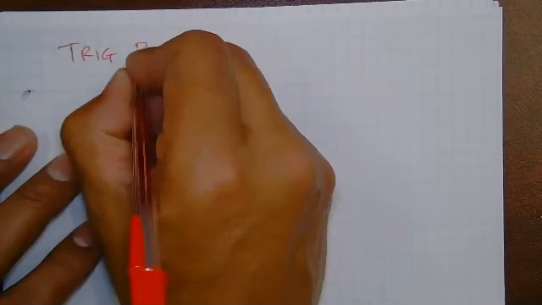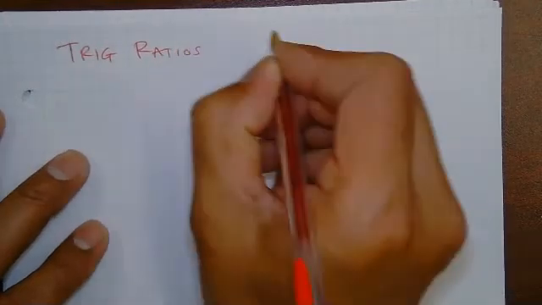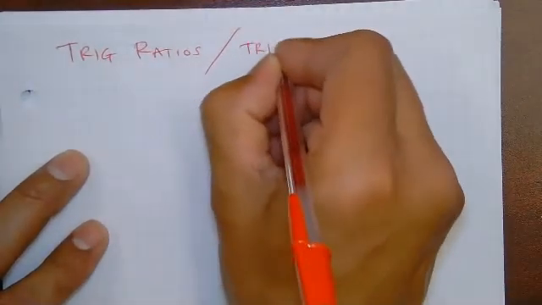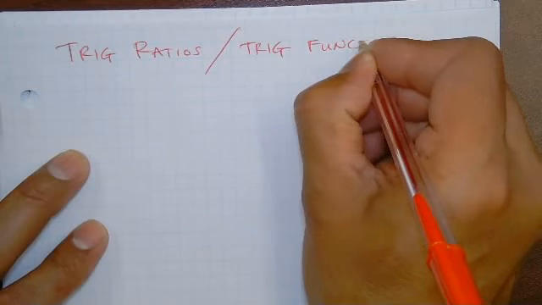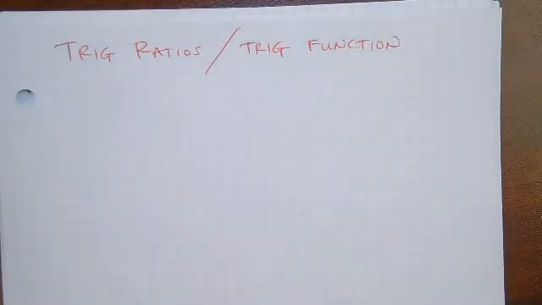Okay, so continuing the trig ratios. Remember, they call them trig, right? Trig is short for trigonometry. Trig ratios, or they also call them trig what? Functions. The function is like the function of sine and cosine and tangent.